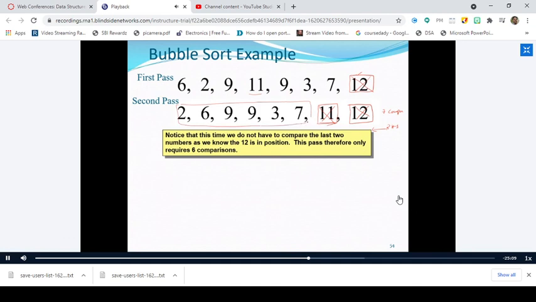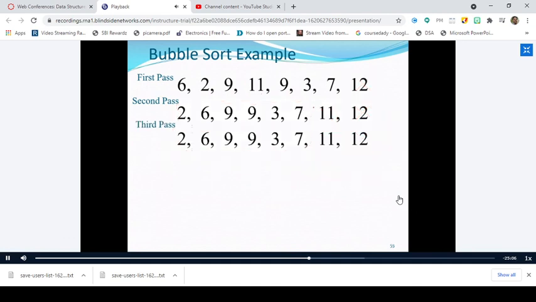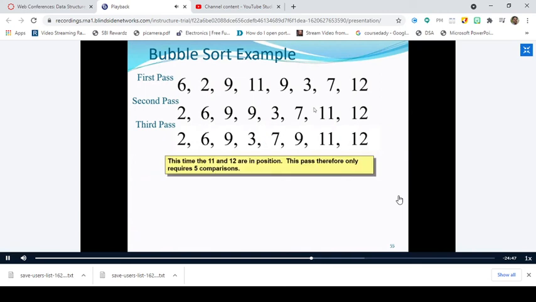Now in the third pass, compare 2 and 6. Since they are in the same order, leave them. 6 and 9, same order, leave them. 9 and 9, same order, leave them. 3 and 9, now they are out of order. Therefore, swap it. 9 and 7, they are out of order. Swap it. So after this third pass, the 9, which is the largest element in the 6 elements, is placed as the last element, and this is the correct position that it has occupied. Therefore, for the next pass, that is for the fourth pass, we are not going to consider this 12, 11, and 9.